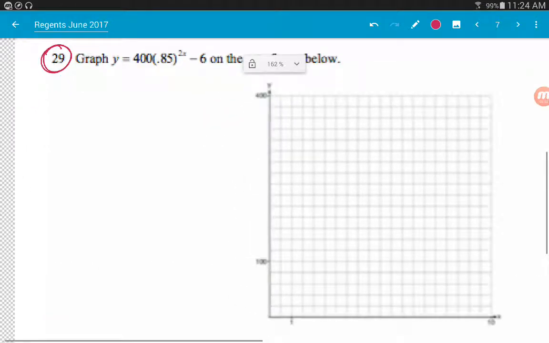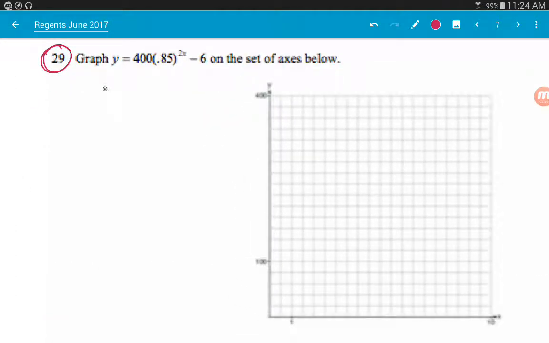Graph this on the axis below. Calculator, second graph, table, and plot those values.